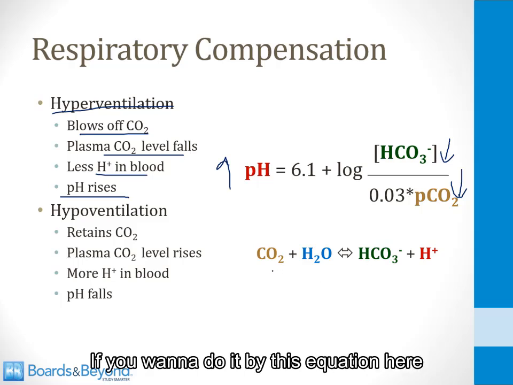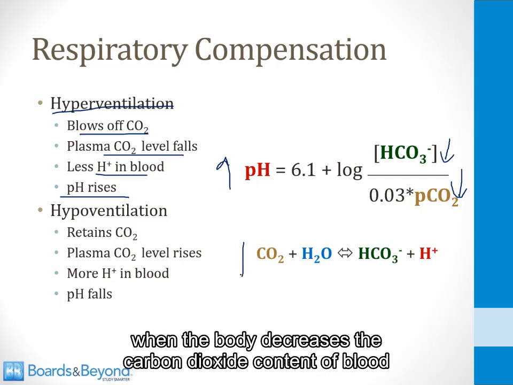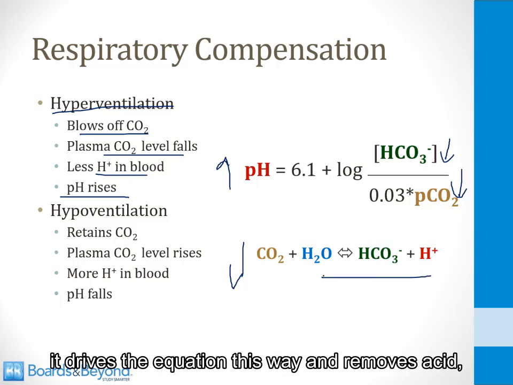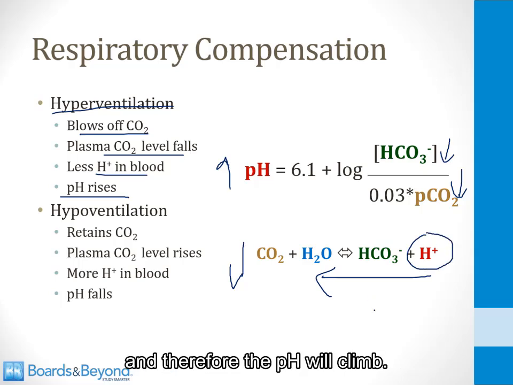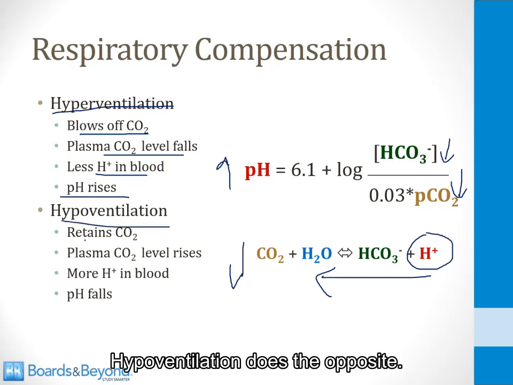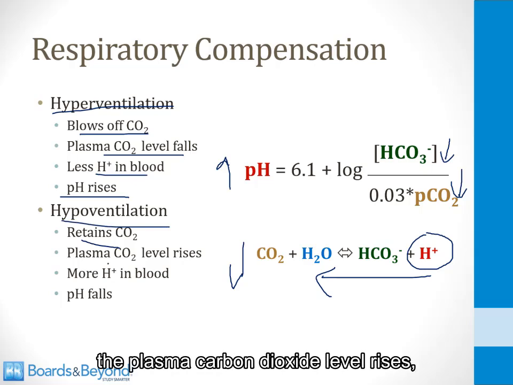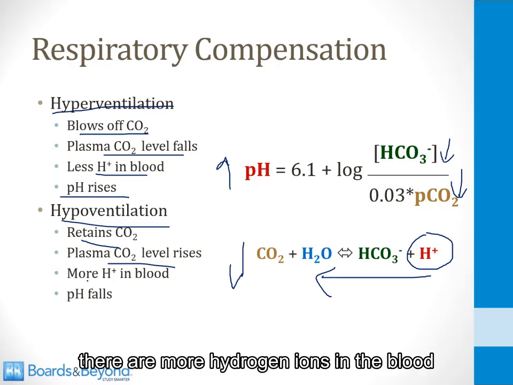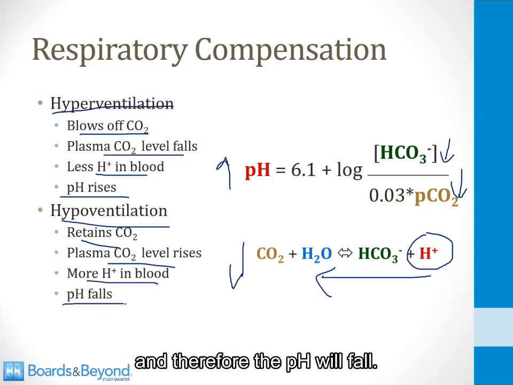If you want to do it by this equation here, when the body decreases the carbon dioxide content of blood, it drives the equation this way and removes acid, and therefore the pH will climb. Hypoventilation does the opposite. It retains carbon dioxide, the plasma carbon dioxide level rises, there are more hydrogen ions in the blood, and therefore the pH will fall.